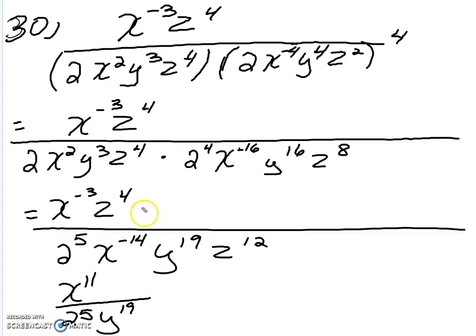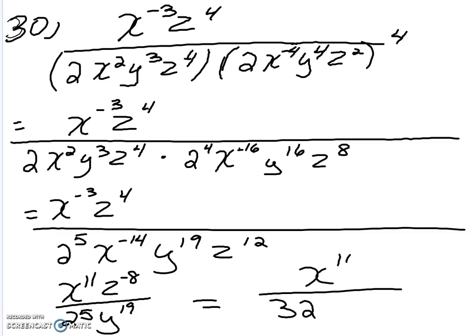I deal with my z's: z to the 4th divided by z to the 12th, keep my base of z, subtract my exponents, and I get z to the negative 8. I'm almost done at this point. The next step is to take the negative 8, because I'm not allowed to leave a negative as an exponent, and reciprocate that to 1 over z to the 8th, or effectively, I move it to the bottom and make my exponent positive. I also need to simplify the 2 to the 5. So I leave my x to the 11 alone. My 2 to the 5 becomes 32. My y to the power of 19 doesn't change. And my z to the negative 8 moves down and becomes z to the 8.